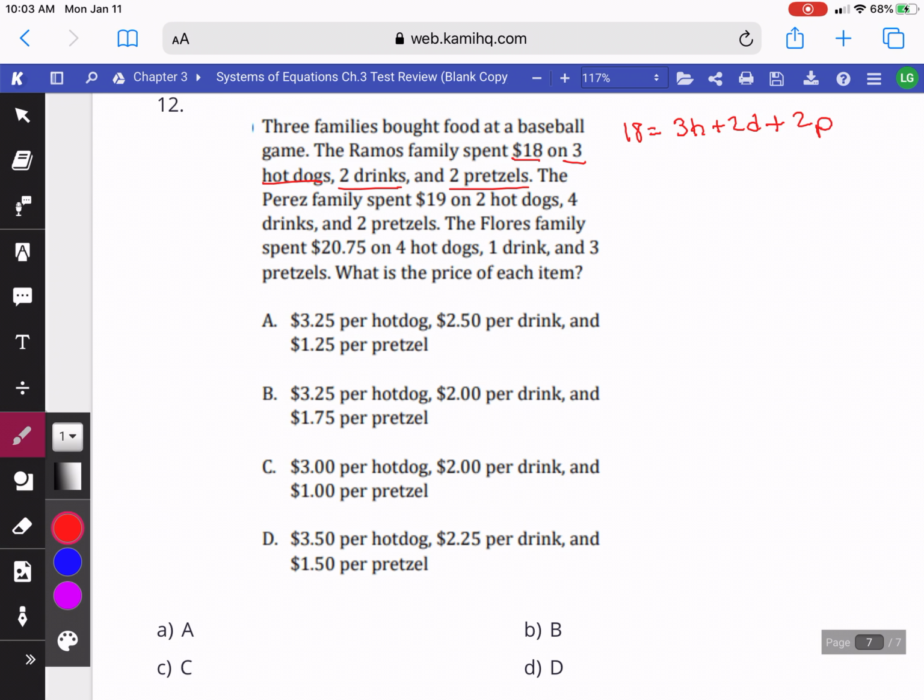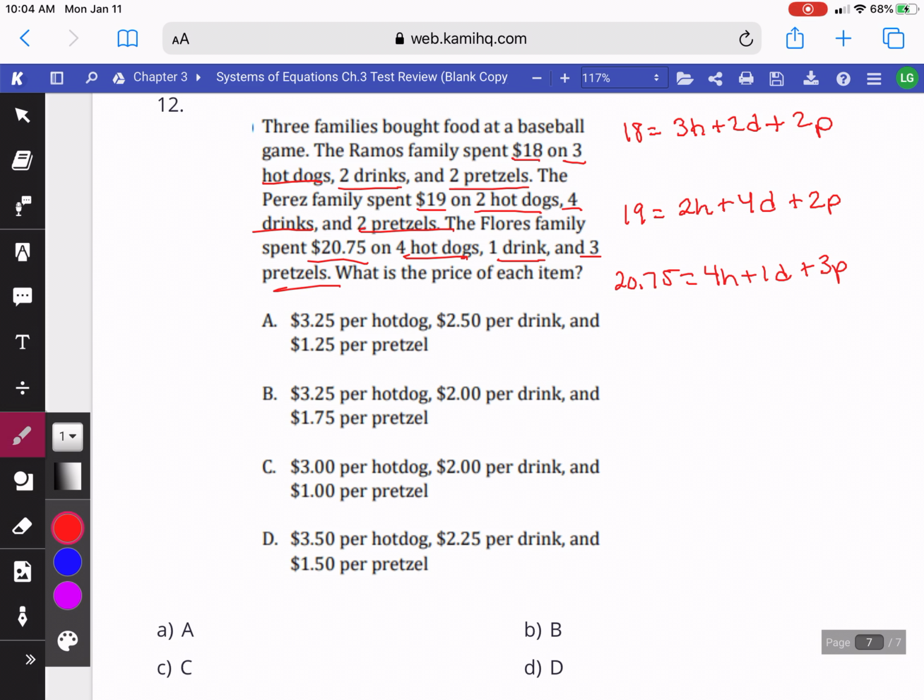My next sentence says the Perez family spent $19 on 2 hot dogs, 4 drinks, and 2 pretzels. And the Flores family spent $20.75 on 4 hot dogs, 1 drink, and 3 pretzels. So I'm using H to represent the hot dogs, D to represent the drinks, and P to represent the pretzels. And I'm just writing equations to represent what that total cost would be for each of these families.